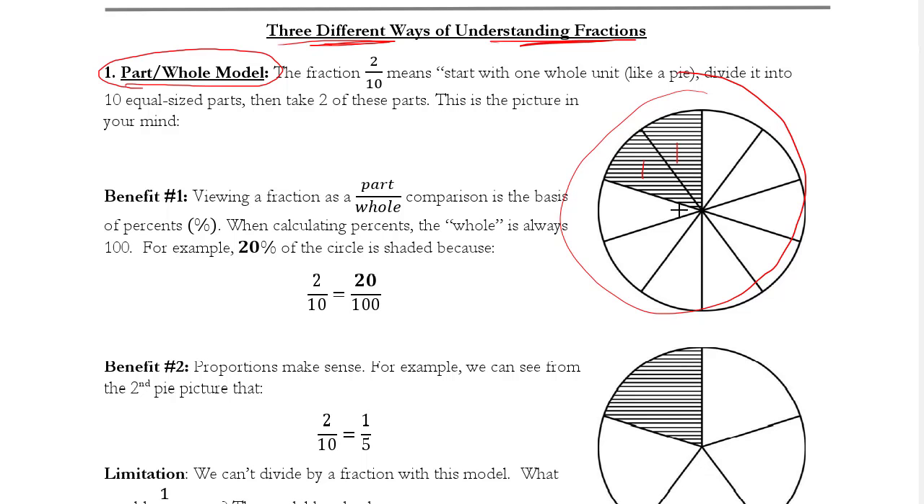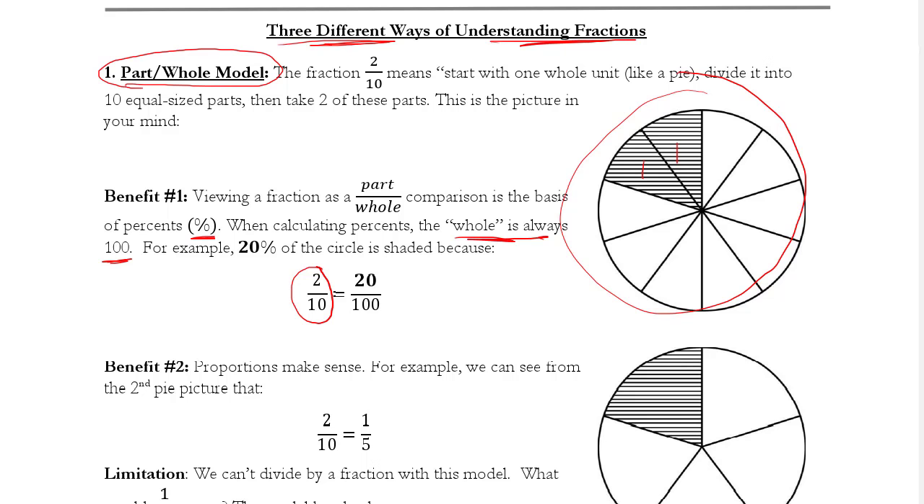And so there are a couple benefits to this, right? So we can easily use a part-whole comparison to make sense of percentages, and we're going to do that a lot during semester 3 in the algebra unit. So for example, we can say, oh, 20% of the circle is shaded, right? Because I can rewrite this fraction 2/10 as 20 over 100, and this is basically what it means when we're talking about percents. It's how much out of 100, right? It's a part-whole relationship where the whole is 100. That's why 100% equals one whole thing.